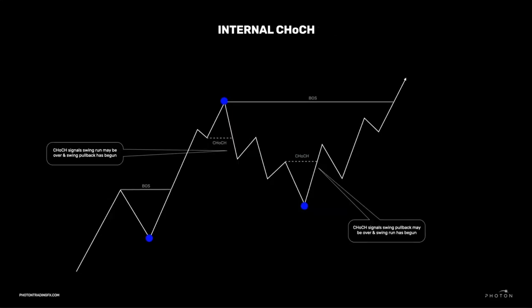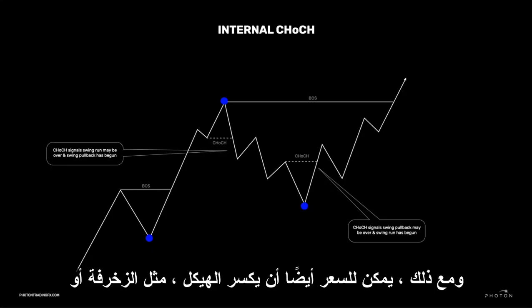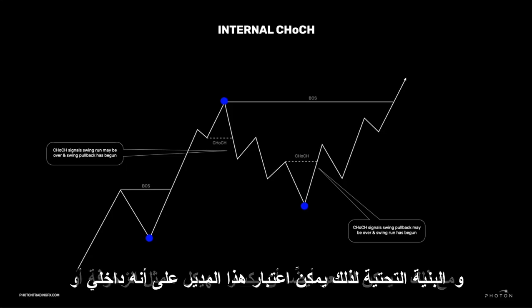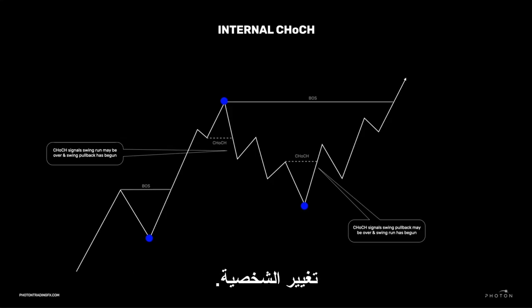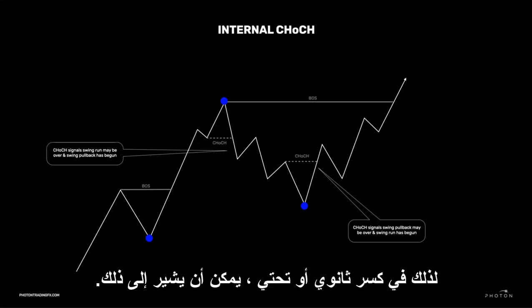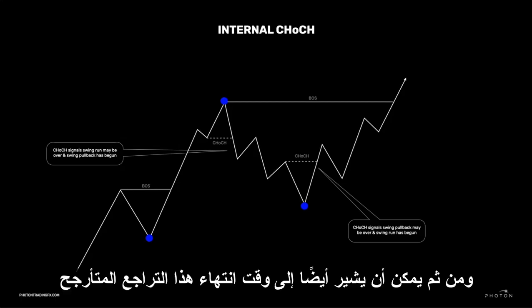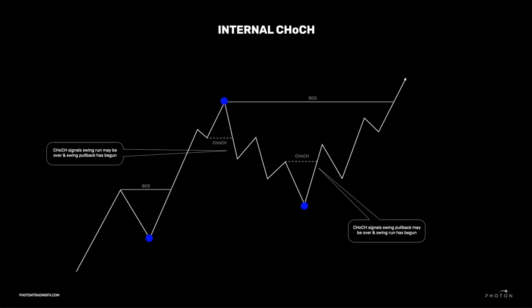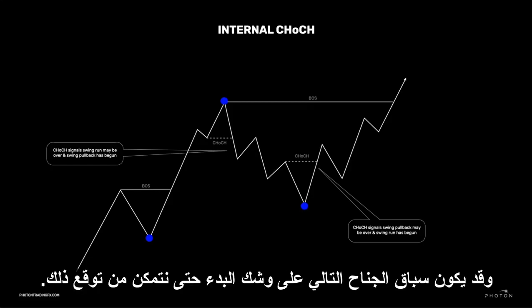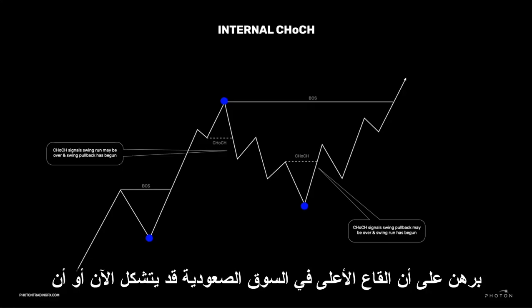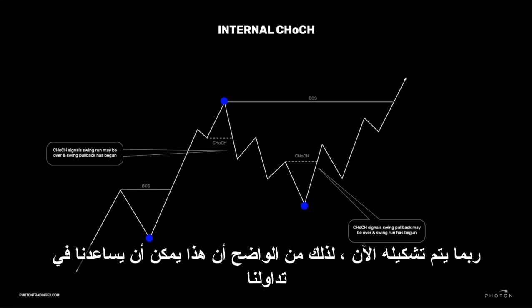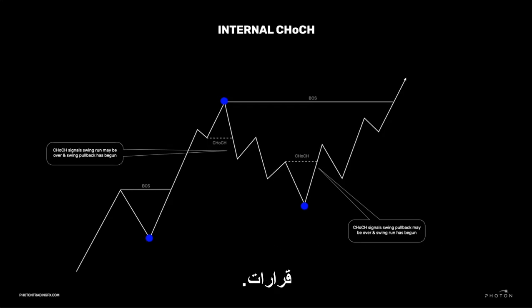However, price can also just break minor structure, so an M-BOS, or substructure, so an S-BOS, and this can also be viewed as an internal change of character. A minor or substructure break can signal that a swing run has ended and that the swing pullback has now started. It can also signal when that swing pullback has finished and the next swing run may be about to begin, so that we can anticipate that the higher low in a bullish market may now be forming, or a lower high in a bearish market. This can obviously help us with our trading decisions.